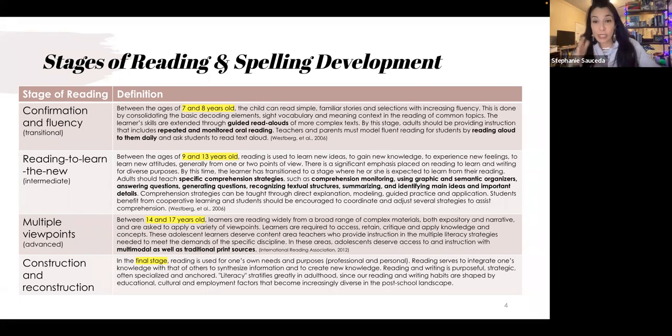Guided read alouds of increasingly more complex text, but not too complex, again, not above their frustration level. And we would know that by testing their fluency and challenging their levels. By this stage, adults should be providing instruction that includes repeated and monitored oral reading. Teachers and parents must model fluent reading for students by reading aloud to them daily and asking students to read text aloud.